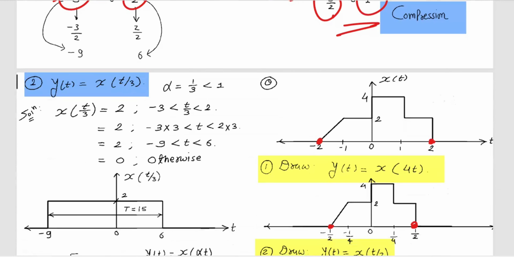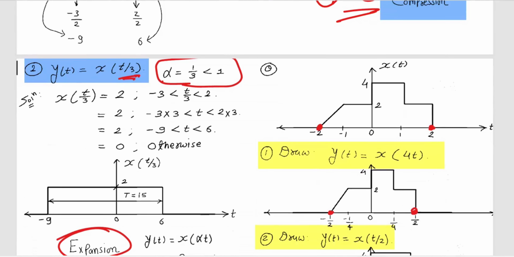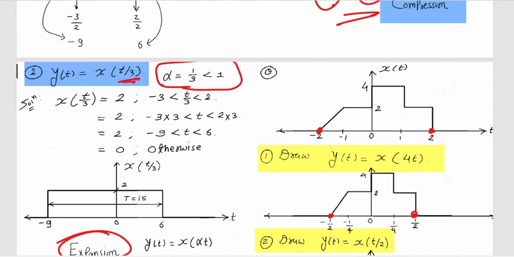Now in case you want to draw the signal as xt by 3, so you are dividing by 3. In this case, alpha is equal to 1 by 3, which is less than 1. In that case, the signal would be expanded. How? Because you are replacing t by t by 3. In this inequality, minus 3 less than t by 3 less than 2, to adjust this as t, you have to multiply the whole inequality by 3. So you get the final range as minus 9 to 6. So this signal ranges between minus 9 and 6, so the width is enlarged or expanded.